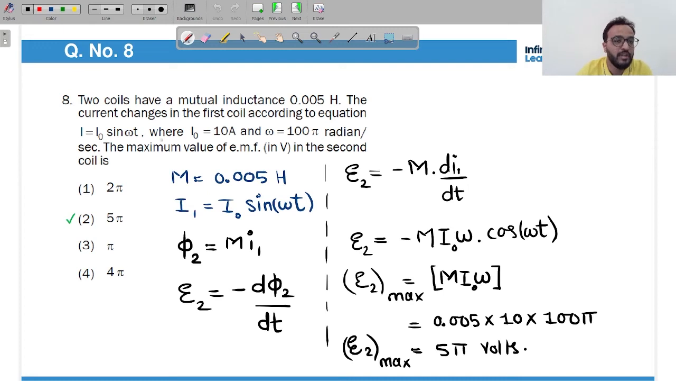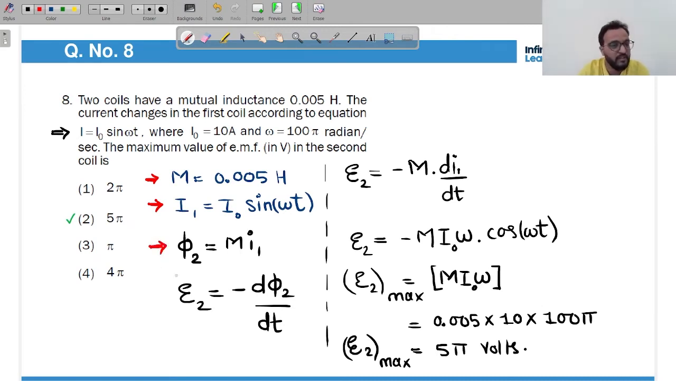Now again, question number 8. Two coils have a mutual inductance of 0.005 Henry. The current changes in the first coil according to the equation. So this is how the current varies. The maximum value of EMF induced is, see, we know the formula. First of all, write down what is given to you in the question, my dear students. Mutual inductance they have given, yes. Current they have given, yes. It varies with time, yes.